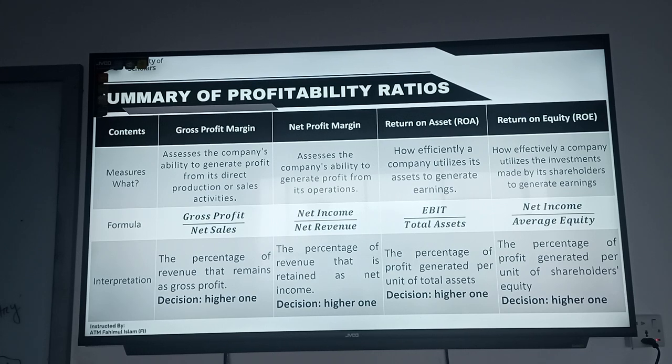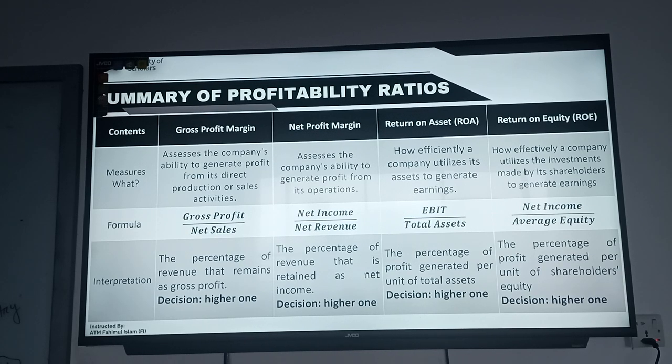So if we get a higher gross profit margin, then we can say that the company has higher profitability from its core operations, as it is able to cover its production costs more efficiently. But a lower gross profit margin implies that the company has lower profitability from its core operations, as it is unable to cover its production costs efficiently.